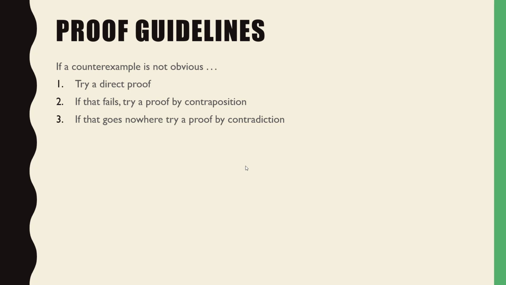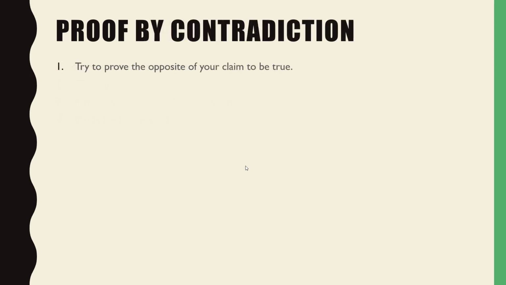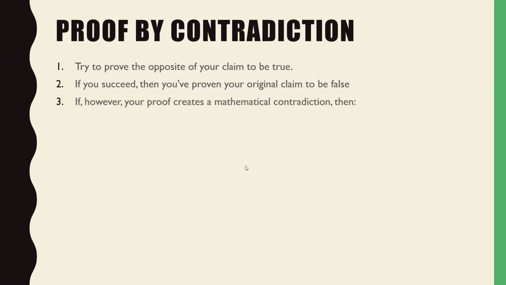But conceptually, we feeling okay about that? So proof by contradiction. Step 1, try to prove the opposite of your claim to be true. If you succeed, then you've proven your original claim to be false. If I don't run into a contradiction when I try to prove the opposite and it all works out and I prove the opposite is true, well, then the original is false. So either way, I've found my proof. If, however, your proof creates a mathematical contradiction, then we've proven the opposite to be false, therefore the original is true.